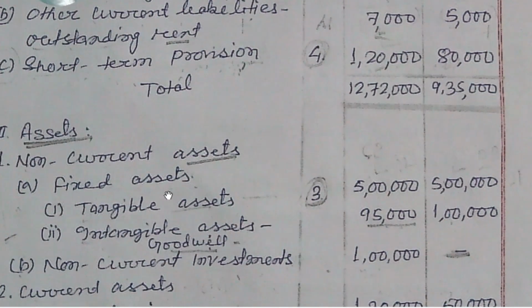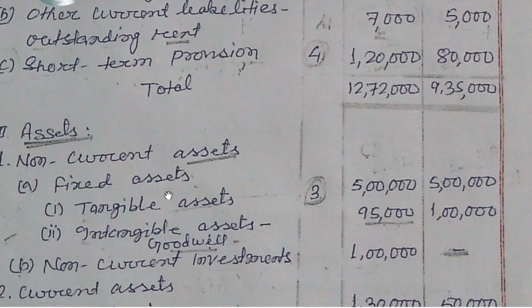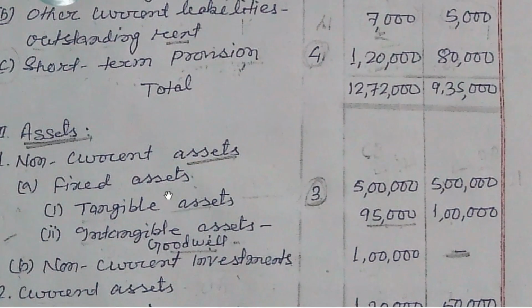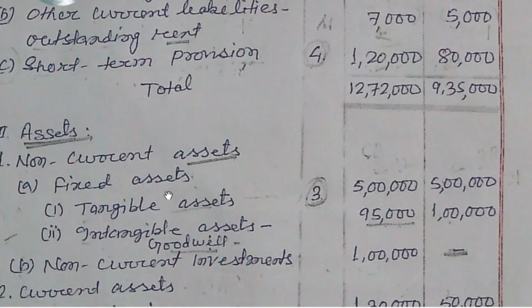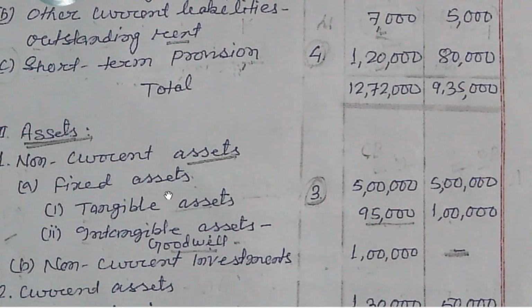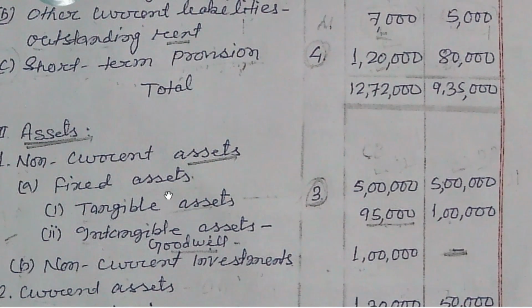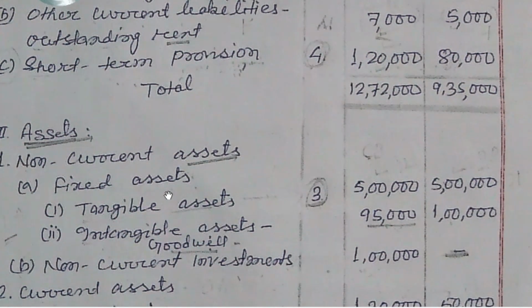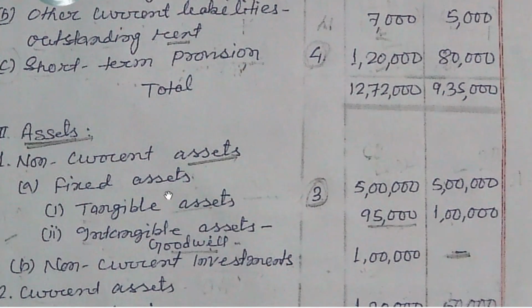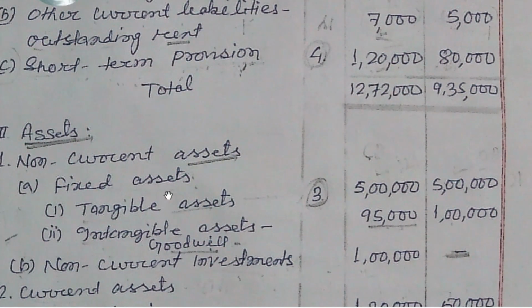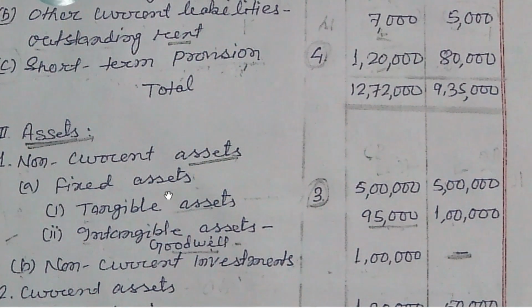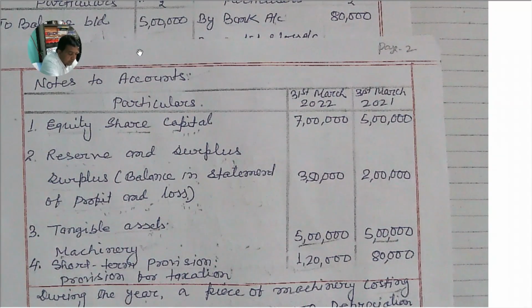And similarly inventories from 50,000 to 1,30,000, it is increased by 80,000, it implies cash outflow. And trade receivables 80,000 to 1,20,000, it implies cash outflow of 40,000 rupees. And this is the closing balance of cash and cash equivalent. So at the beginning, or opening balance, in the year 2021 the total cash balance was 2,05,000, and at the end of the year 2022 the total cash balance is 3,27,000.